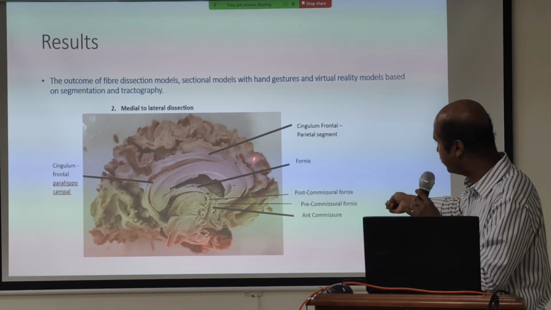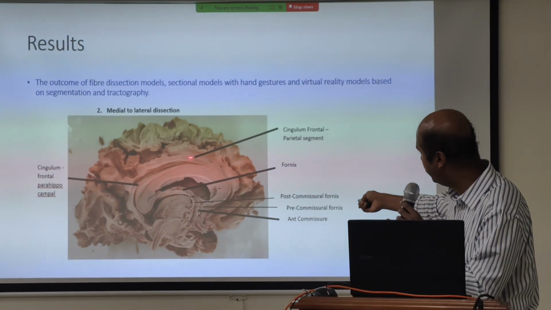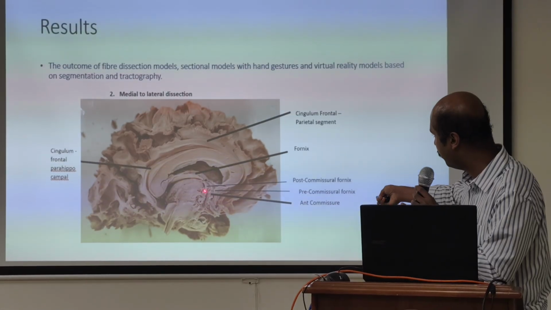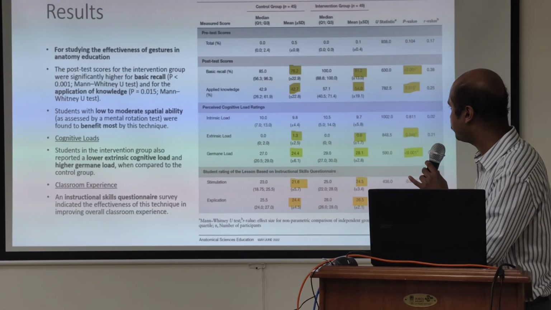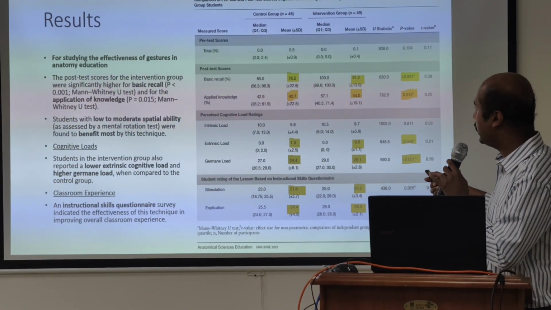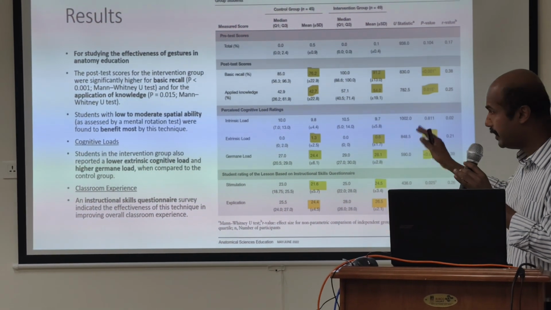This is the medial side, you can see the corpus callosum here, you can see the cingulum, the different parts of cingulum. This is the frontal parietal segment, this is the long segment of cingulum, and here you can see the fornix. So different parts can be meticulously dissected out. So that is the 3D fiber dissection that was used for the model. So these are the initial 3 groups of the model development that I have done.